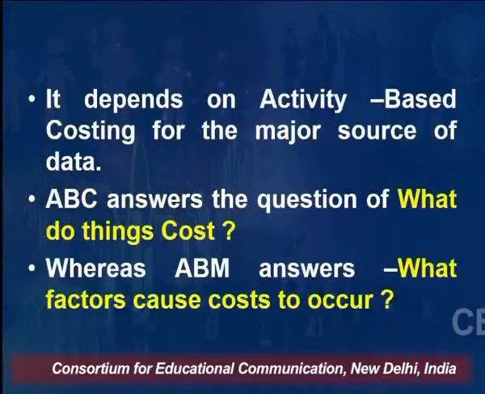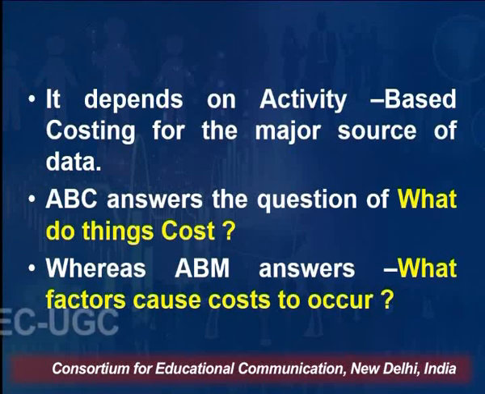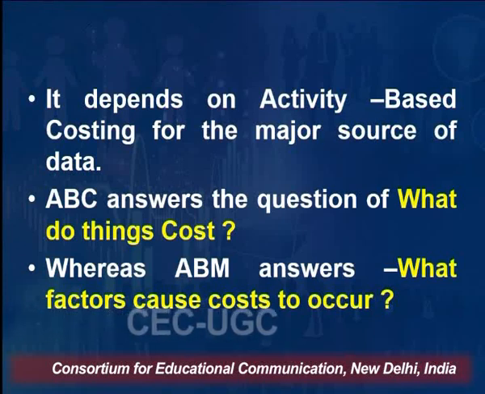Whereas in ABM the perspective changes. Here the perspective is what factor causes cost to occur. So in ABC we are basically acting as an accountant, where we try to account for those costs which we have incurred, whereas in ABM we try to find the answer to the question, what factors cause cost to occur. So if we can identify those factors, we can take care of those factors, we can stop or defer the occurrence of that cost also. That is the basic philosophy behind this activity based management.